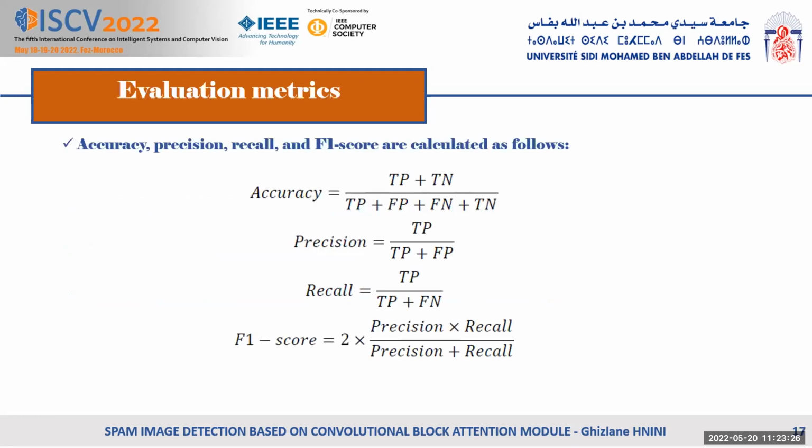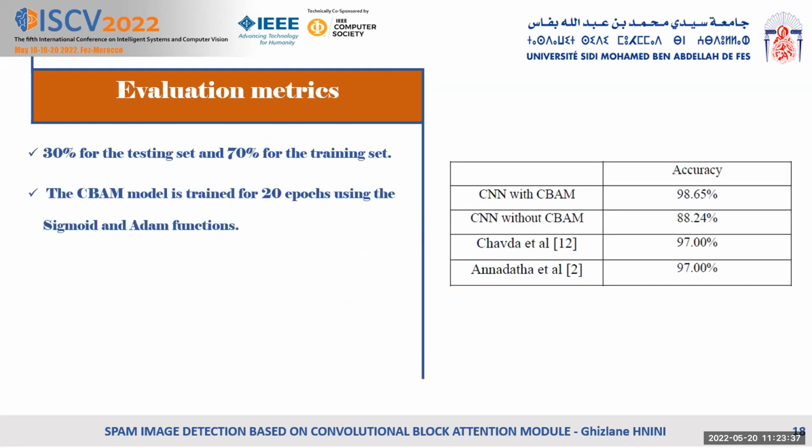For the evaluation metrics, we use the accuracy, precision, recall, and the F1 score, as shown in the equations. In this experiment, the dataset is split into 2 parts, a ratio of 30% for the testing set and 70% for the training set. The SEBA model is trained for 20 epochs using the sigmoid and Adam functions. The obtained results are compared to the existing deep learning state-of-the-art models.